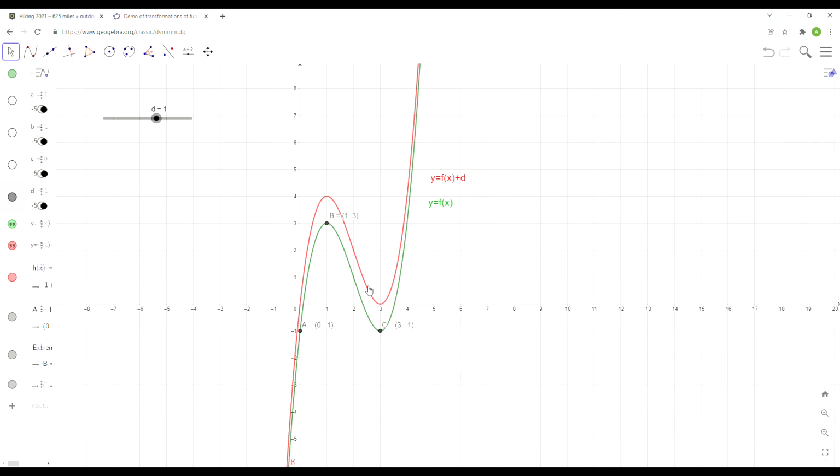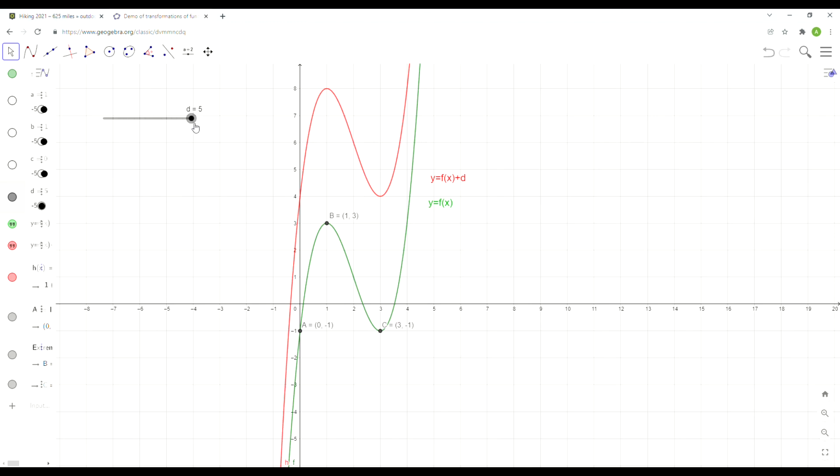Some of them do look very close together, but if you look closely, you'll see f of 4 was 3, and actually that has gone up by 1 unit as well. If you look very closely, that is an illusion. The curve has not changed shape, it's just moved up by 1 unit. And of course, the more I increase d, the further it moves up, but it has not changed shape.